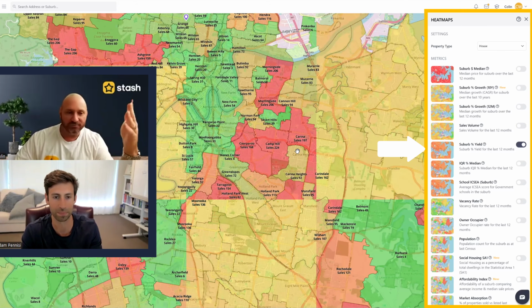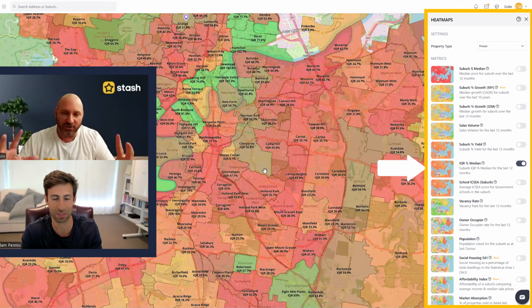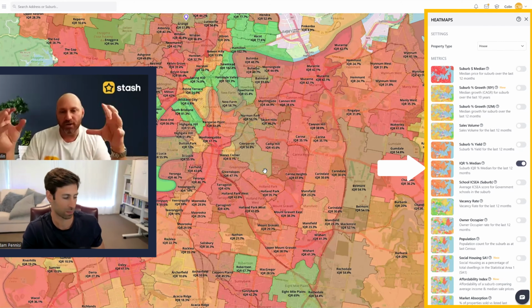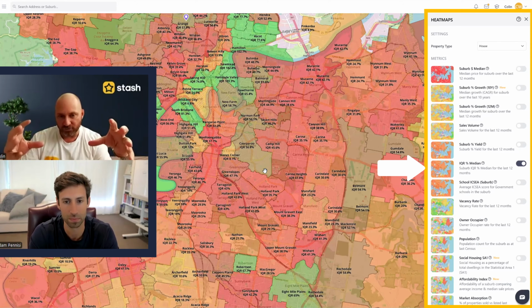Suburb yield's pretty good in a lot of different places. So not in the middle of Brisbane, but you'll be able to see the yields by every single suburb. Another one we've got here is this IQR, which is looking at the range of property prices in a suburb. Really good for finding suburbs that have renovation potential.